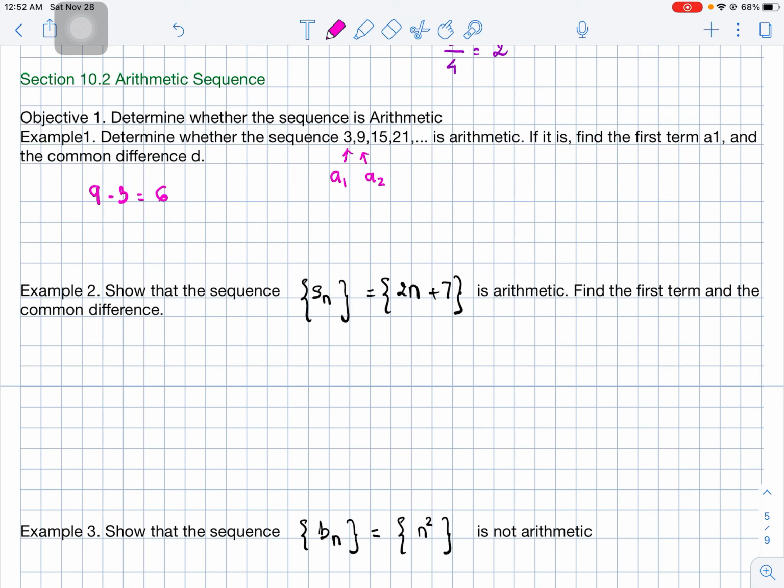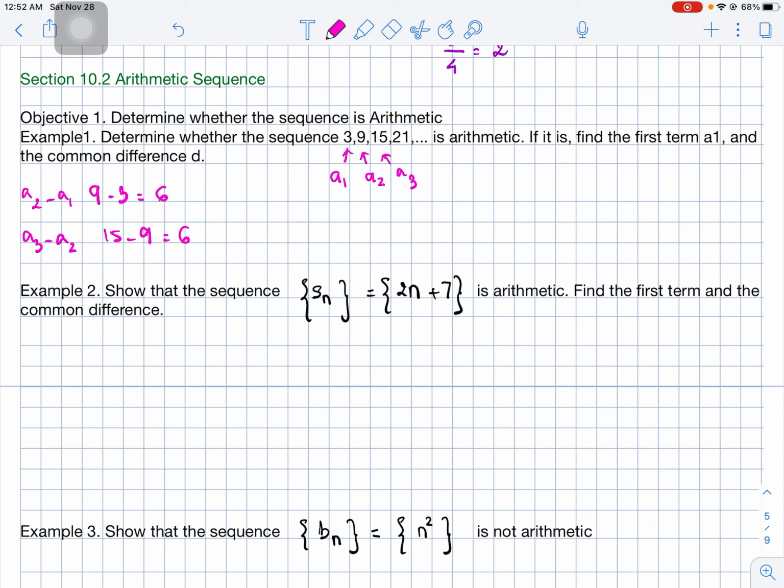Now we double check another one. So let's take A2 and A3. So A2 is 9, A3 is 15. We will do A3 minus A2. So 15 minus 9, we also get 6.